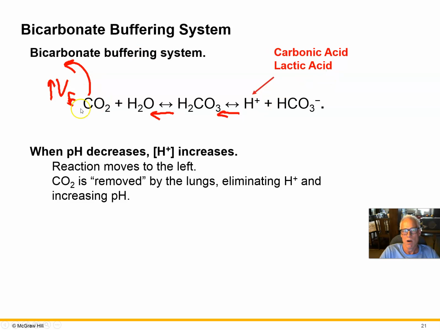So this is a very powerful, what's called an open buffering system, because we can keep on adding hydrogen ions as long as we have bicarbonate, converting it eventually to CO2 and getting rid of it, taking it right out of the body. So we can get rid of those hydrogen ions effectively that way until we run out of bicarbonate. And we'll see how that affects blood pH.